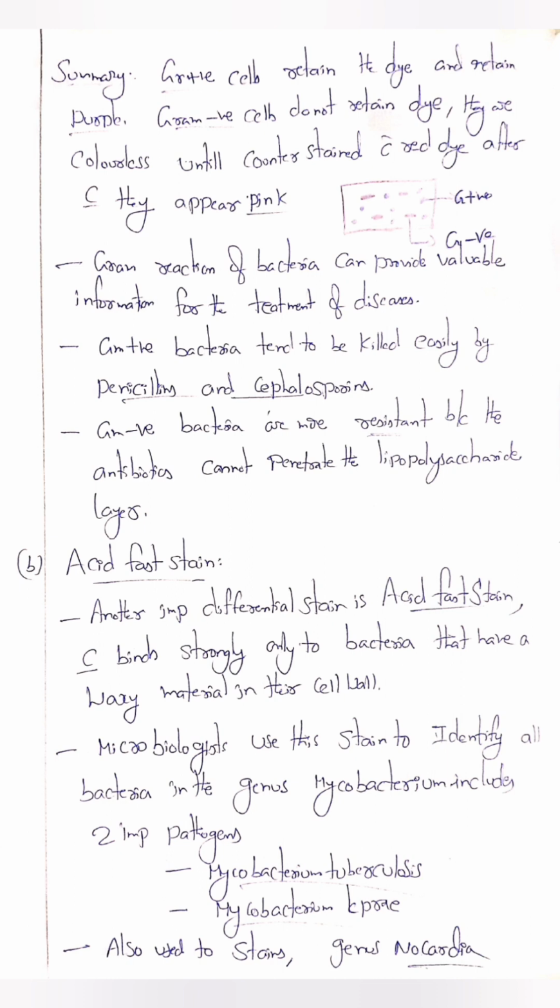Next stain is the acid-fast stain. Another important differential stain is the acid-fast stain, which binds strongly only to bacteria that have a waxy material in their cell wall. Here microbiologists use this stain to identify all the bacteria in the genus Mycobacterium, which includes two important pathogens, Mycobacterium tuberculosis and Mycobacterium leprae. It is also used to stain the genus Nocardia.